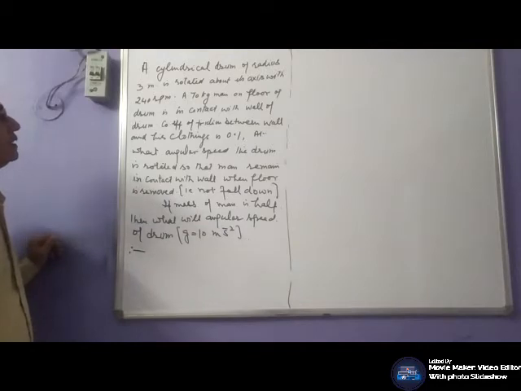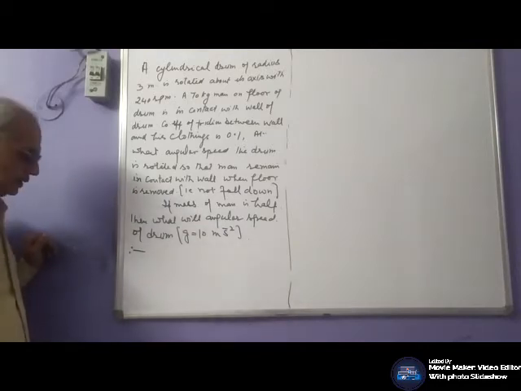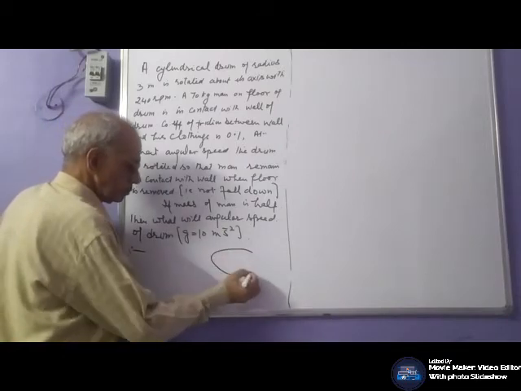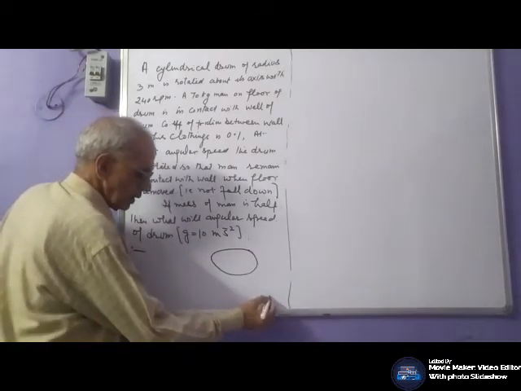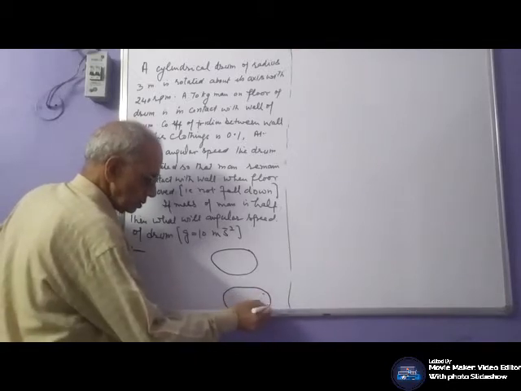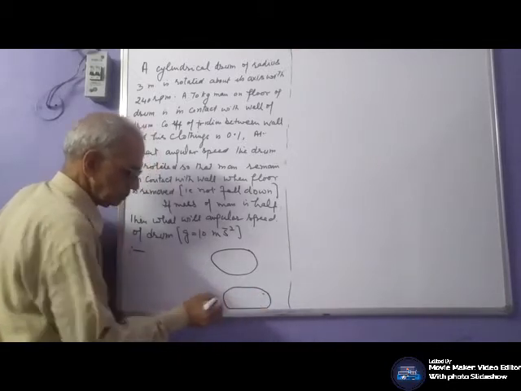A cylindrical drum of radius 3 meter. This is that cylindrical drum.